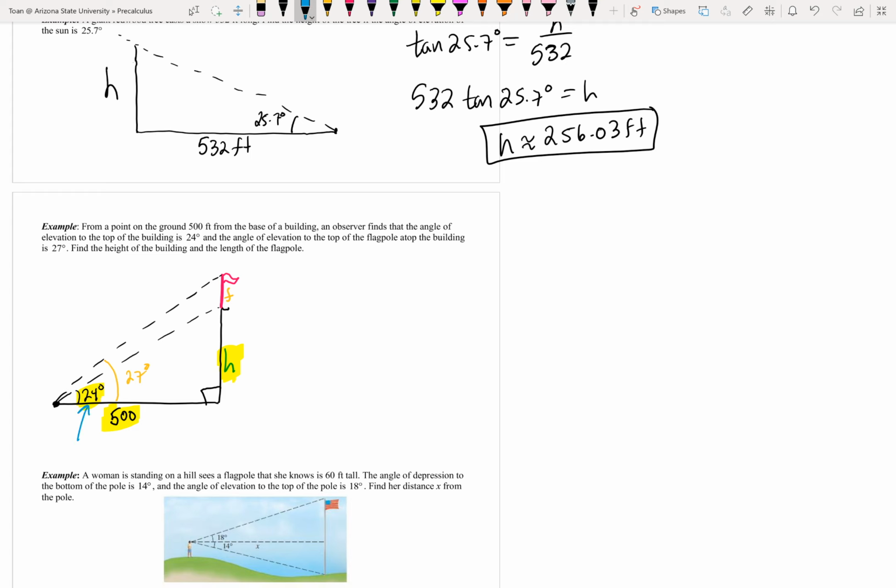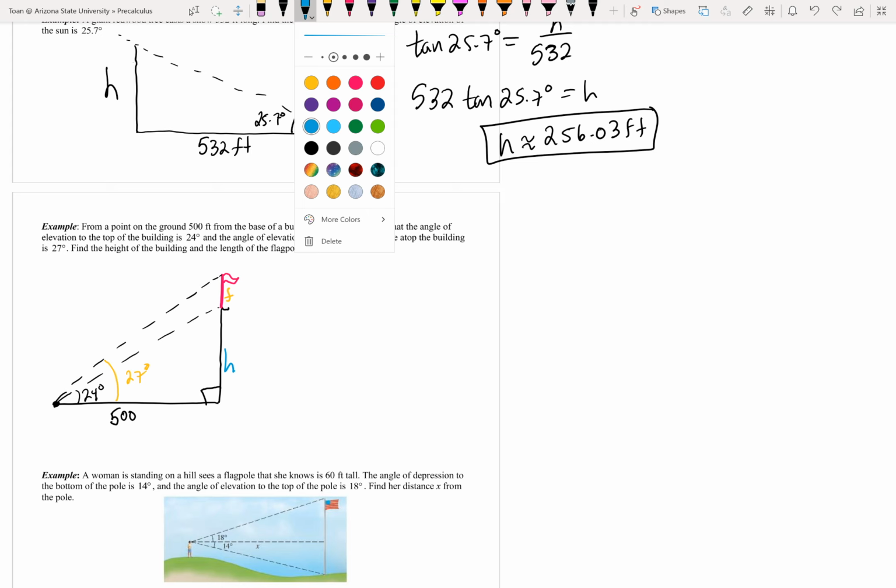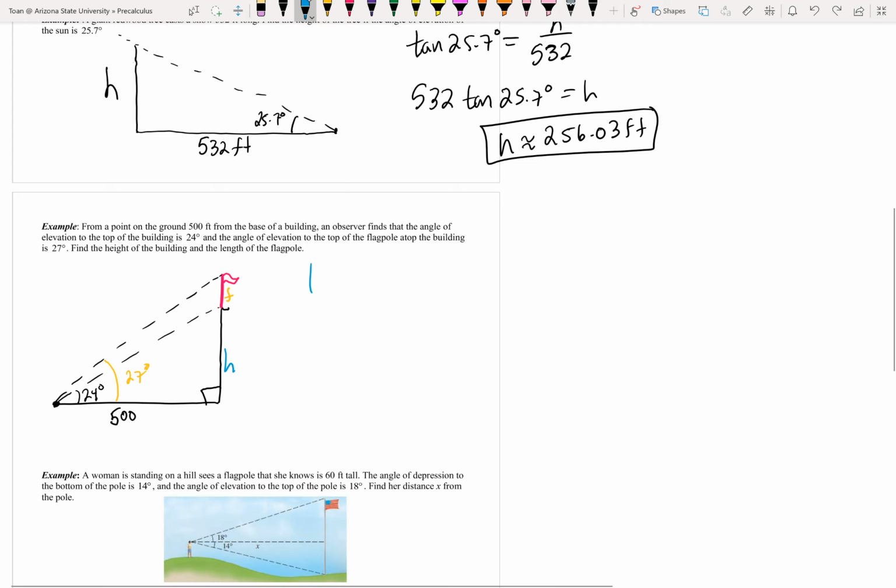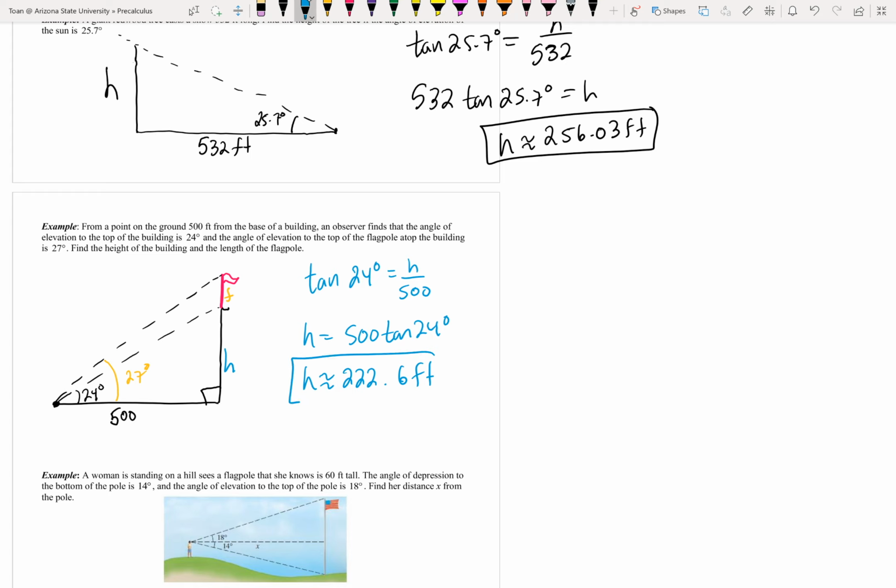Relative to this angle, h is opposite, 500 is adjacent. Opposite, adjacent, we're using tangent again. So I know, just by looking at the picture, that tangent of 24 degrees is opposite over adjacent, and then I can multiply both sides by 500 to solve for h. So pop that into my calculator, you get about 222.6 feet tall.